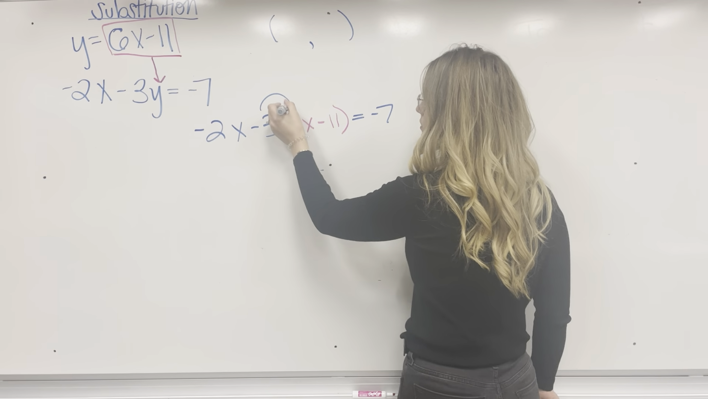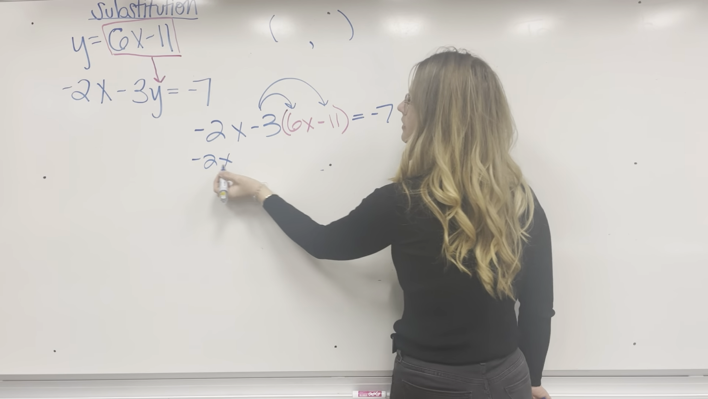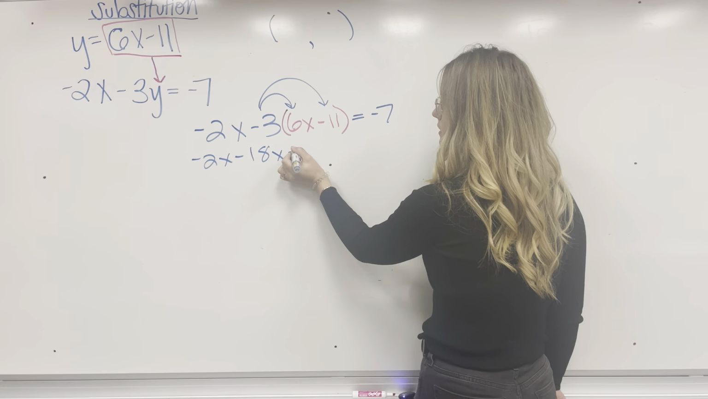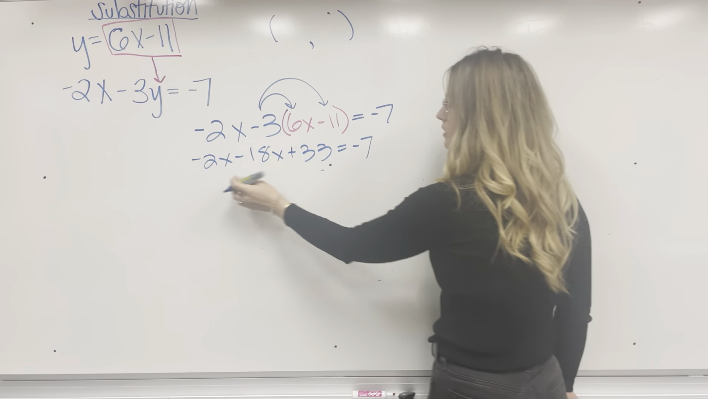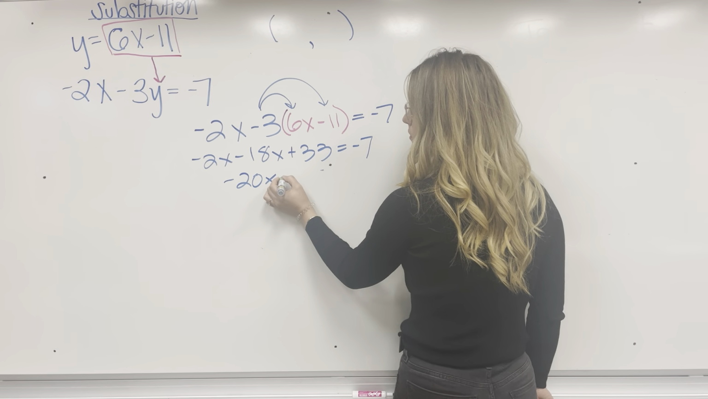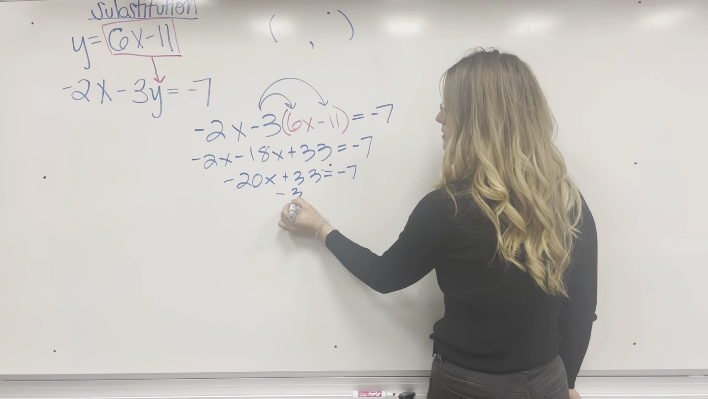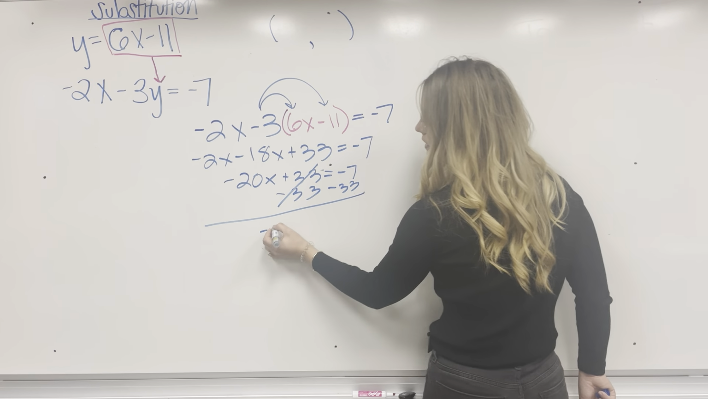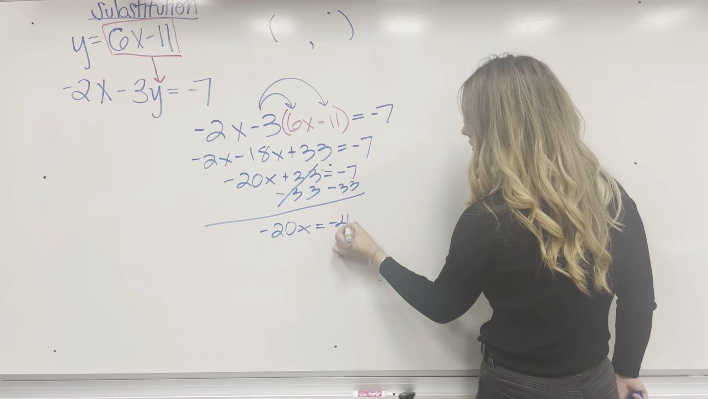So I'm going to distribute this negative 3 to everything in the parentheses. So I get negative 2x minus 18x plus 33 equals negative 7. Negative 2x minus 18x is negative 20x plus 33 equals negative 7, minus 33. Negative 20x equals negative 40.